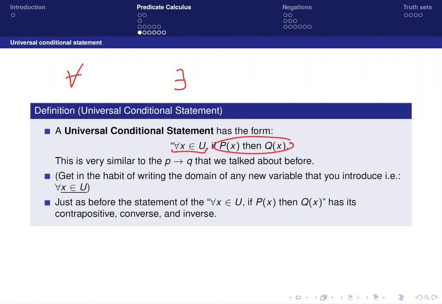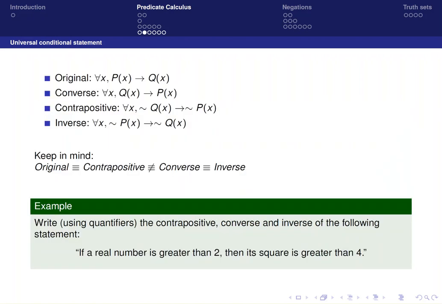So the universal written in front describes the variable that the predicates are going to accept and the domain of that variable. So be careful and always write the domain at the start of the sentence. Just like before, these kinds of universal conditional statements have contrapositive, converse, and inverse. And just like before, to get the converse, contrapositive, and inverse, you'll just have to negate some things and move some things around.